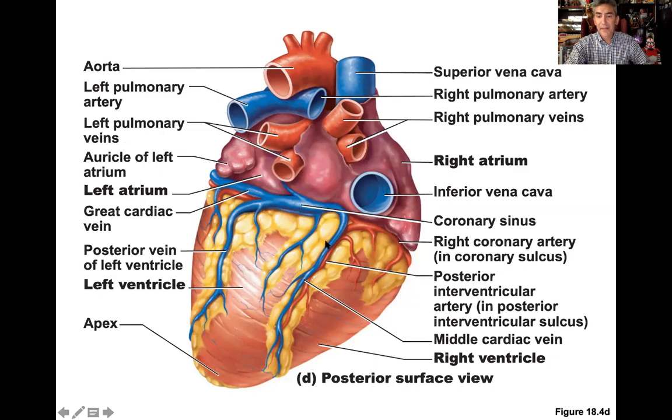And then we have in the back, again, our middle cardiac vein, sending blood to the coronary sinus, and our right coronary vessel and left coronary artery. So it's showing you a lot of detail there on the heart.